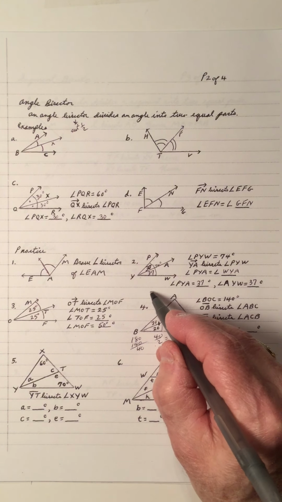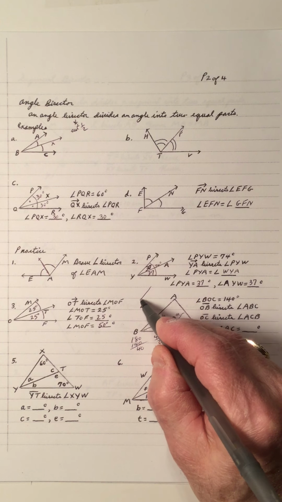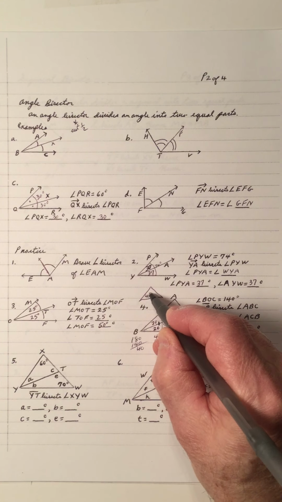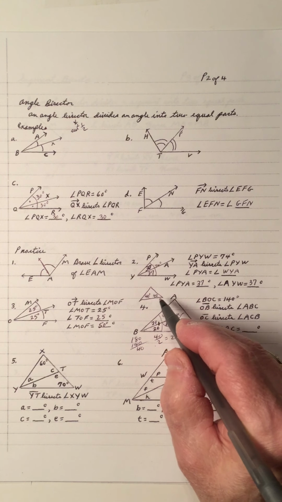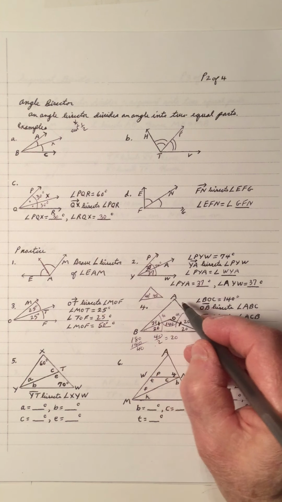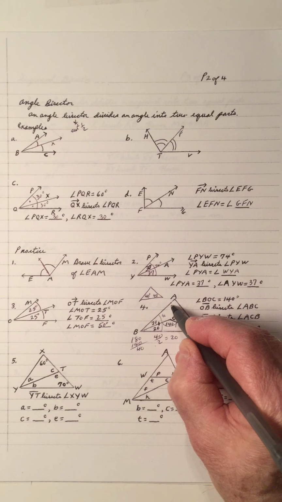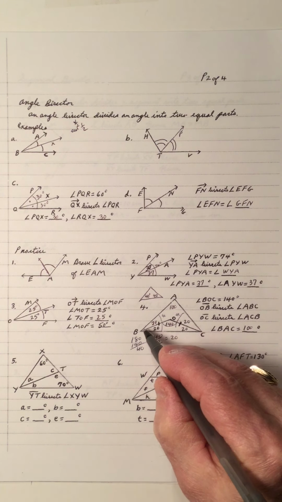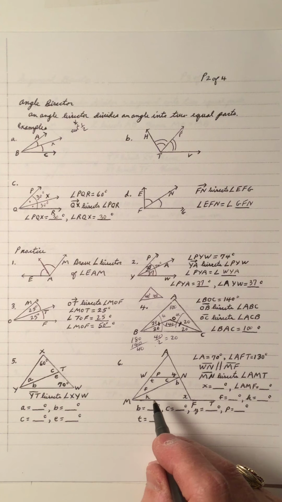If I take that out separately, just to show you right here, what we have is a 40 and a 40. 40 and 40 is 80. So that means this angle up here is 100 degrees. The angle BAC is 100.